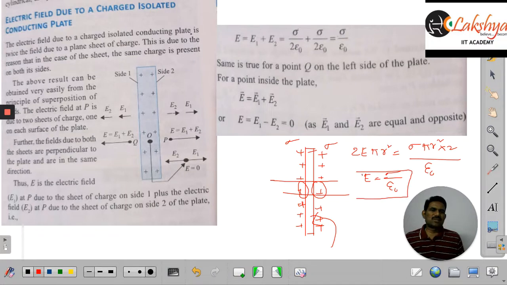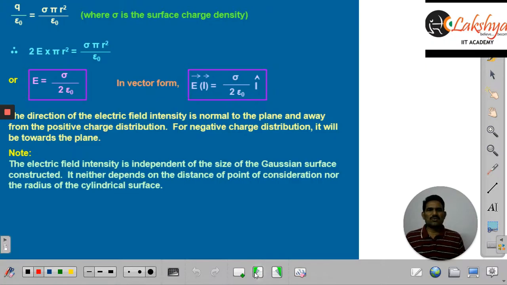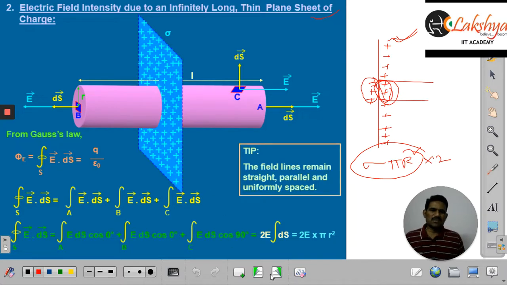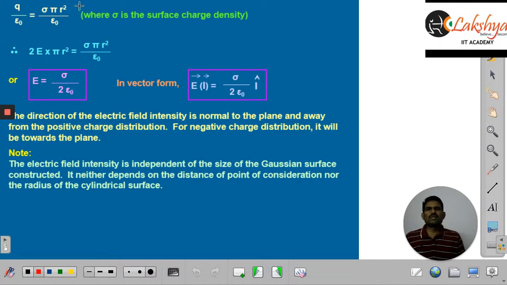So that's the difference between a conducting plane of charge and just an infinite plane of charge. If they are giving just an infinite plane of charge, then we need to write sigma by 2 epsilon naught. If it is given as a conducting plane, then you need to write sigma by epsilon naught. That means you can carry out the same calculation for this conducting plane. The only difference is here: instead of sigma into pi r square, we need to write sigma into pi r square into 2, because charge will be distributed on both sides of this infinite plane, right?